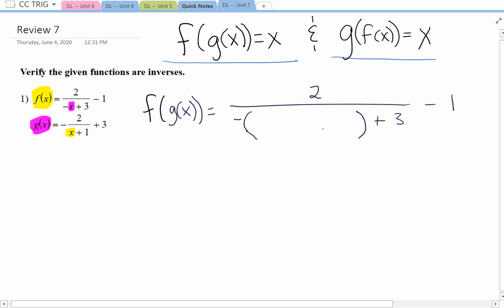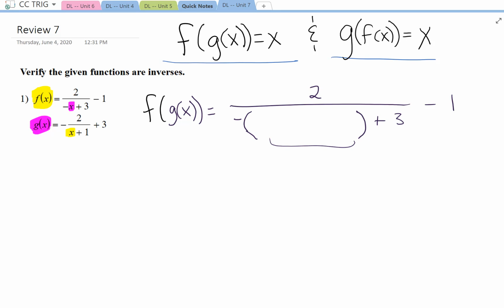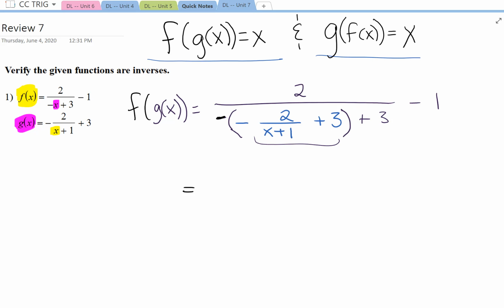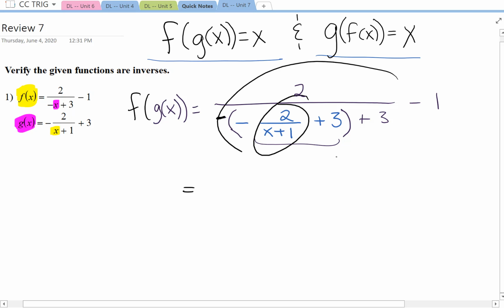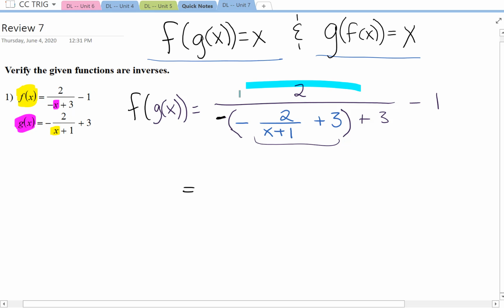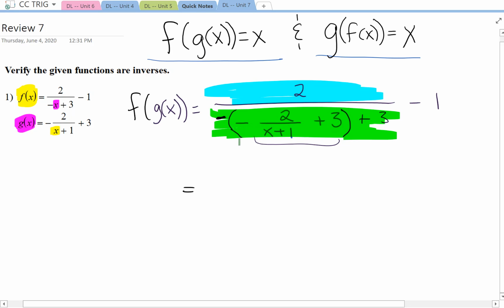That entire function that needs to go in these parentheses is the g function. That would be -2 over x plus 1 plus 3. We have a fraction within a fraction here. So your first goal is to simplify everything in the numerator of that fraction and to combine or simplify everything in the denominator of that fraction so that you only have one piece over one piece and you can divide those. First, we have a lot of work to do with the denominator.